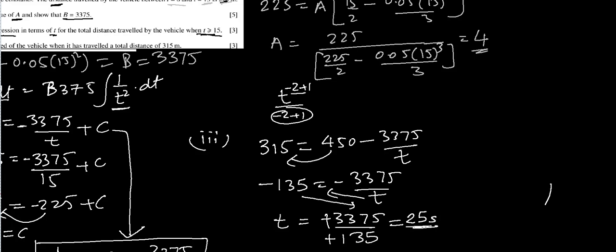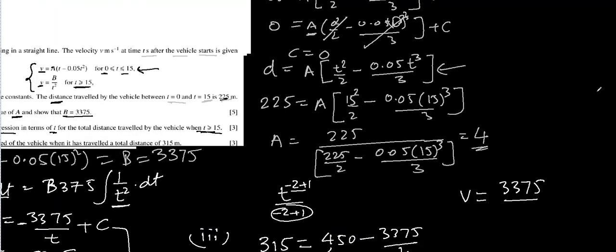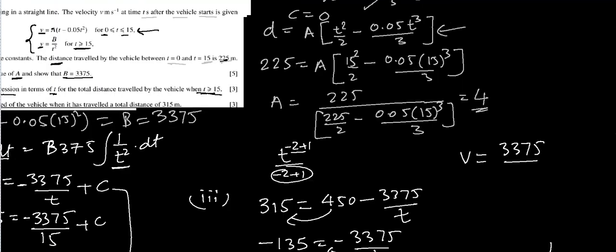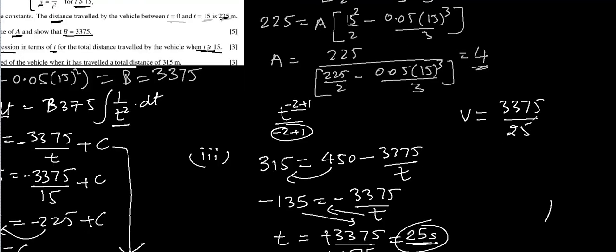So they're saying find the speed at this time, at 25 seconds, what is the speed? And we know the equation, they have already given us v equal to b was 3375 over t square. Let me check. Yeah, t square. And t is 25. We know 25 seconds now. Make it square and that will be 5.4 meters per second.